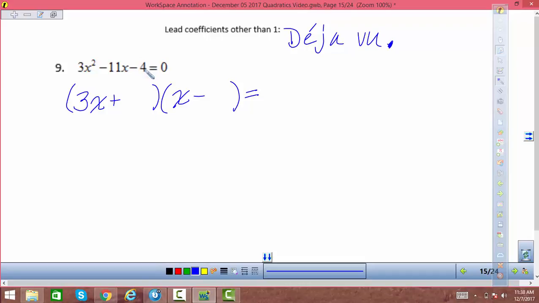And this is a 4. There are two ways I could multiply two numbers and get a 4: 2 times 2 or 1 times 4. I'm going to guess that the 4 goes here and a 1 goes here.